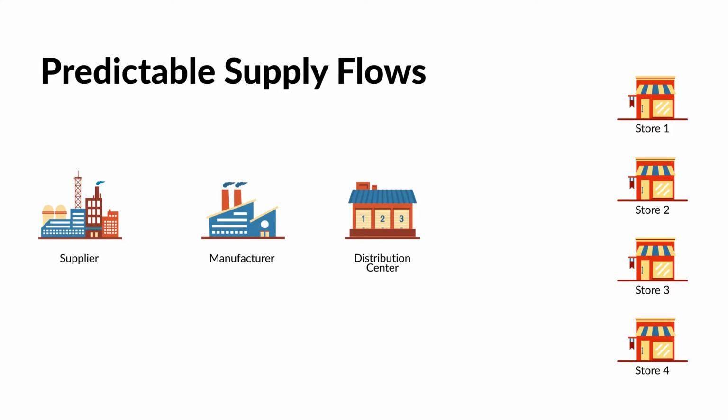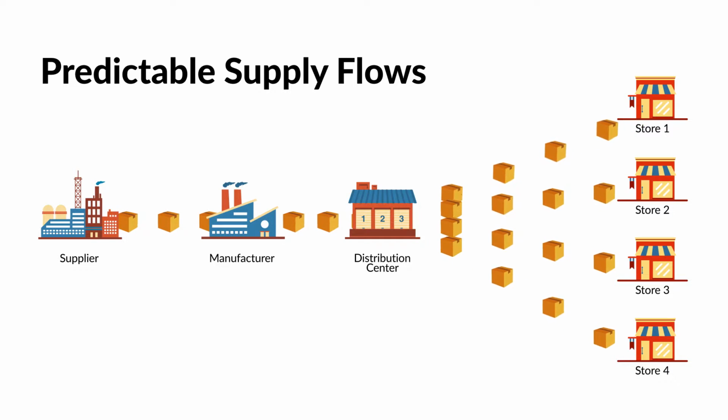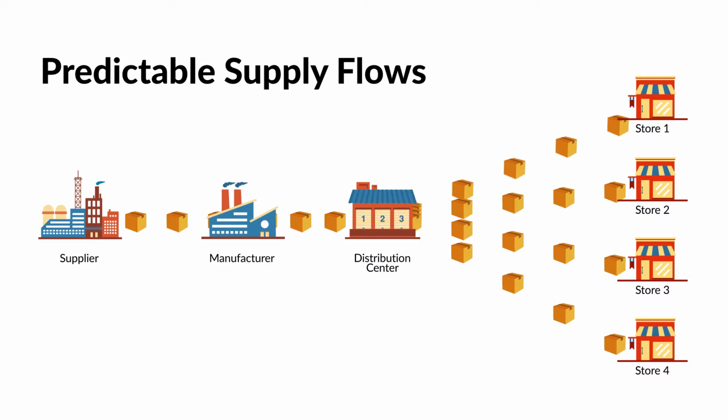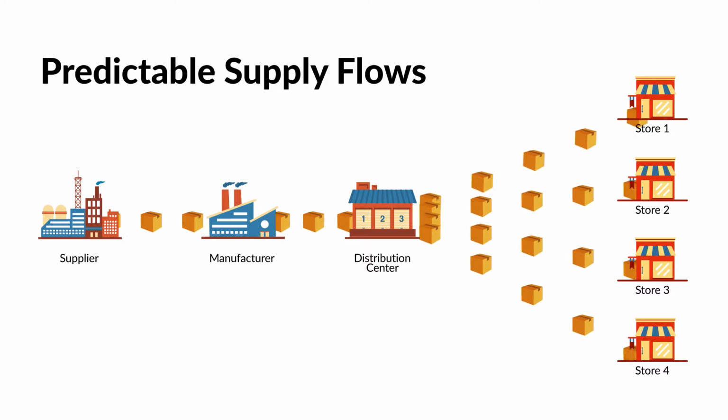To illustrate the concept of risk hedging, let's think about predictable supply flows in a basic supply chain. Raw materials or subassemblies move from suppliers to manufacturers. The manufacturers then convert these unfinished goods into finished products. These products are moved to a distribution center where they are then sent to multiple retail locations for consumers to purchase. This basic supply chain works fine as long as all sources of supply keep flowing throughout the supply chain.